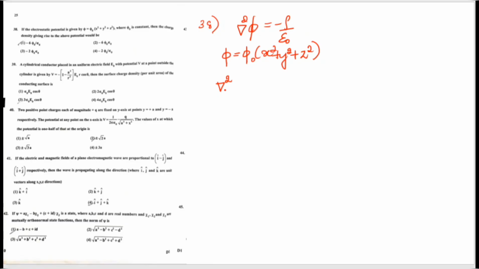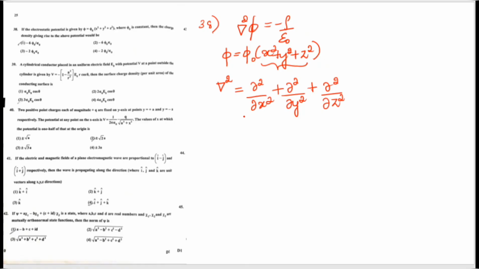We define the Laplace equation in the Cartesian coordinates, since here they have given the potential in x, y, z. So in Cartesian coordinates, del square, that is the Laplace operator, is dou square divided by dou x square plus dou square divided by dou y square plus dou square divided by dou z square. That is, the partial derivative of x twice, the partial derivative of y twice, and the partial derivative of z twice.